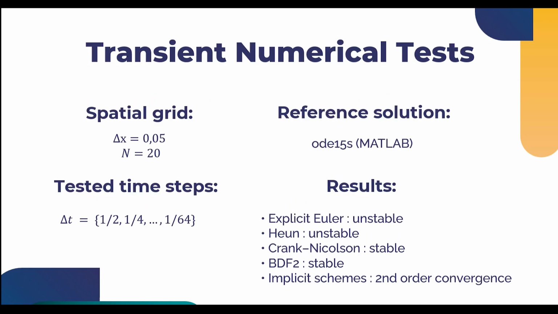Our test confirmed this prediction. When we ran the simulation with n equals 20, the explicit Euler and Heun methods exploded due to instability. However, Crank-Nicolson and BDF2 remained perfectly stable for all time steps, validating that implicit methods are necessary for these types of diffusion-dominated problems.